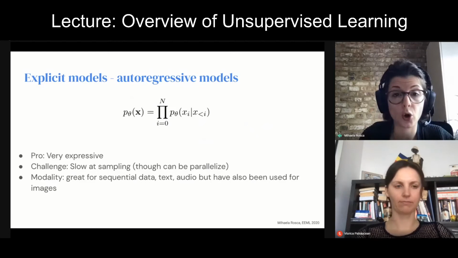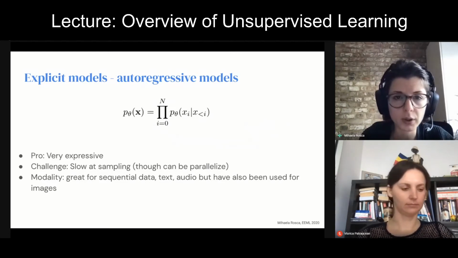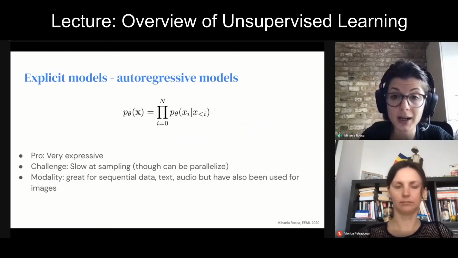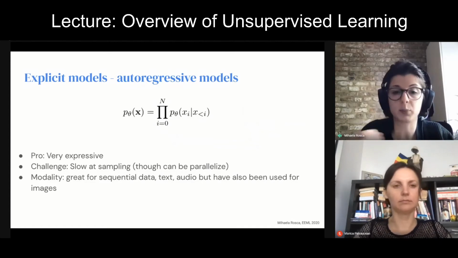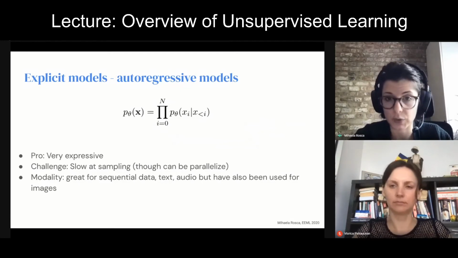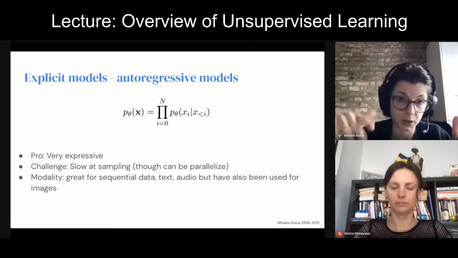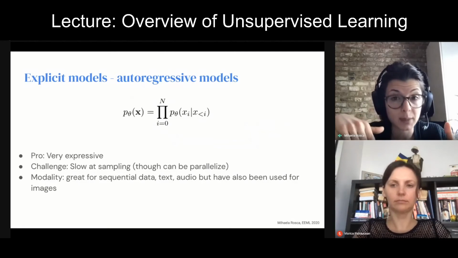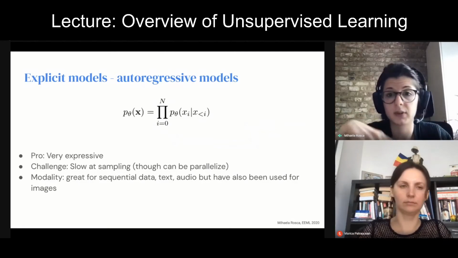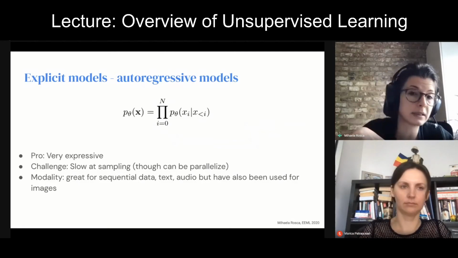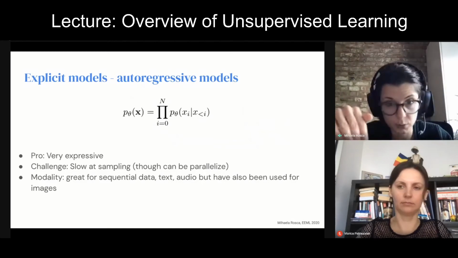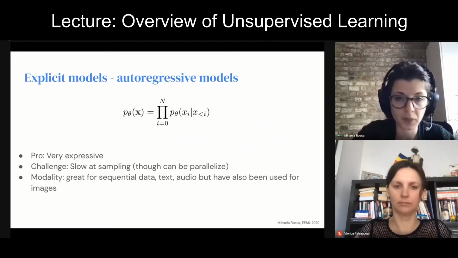Then there's autoregressive models. Autoregressive models use the product rule of probability to learn distributions. So what is the product rule of probability? I think it's quite intuitive. Imagine that I have a sentence. What's the probability that I see the sentence in English, for example? Well, it's the probability that I see the first word times the probability that I see the second word given the first word times the probability that I see the third word given the first two, and so on until the end of the sentence.